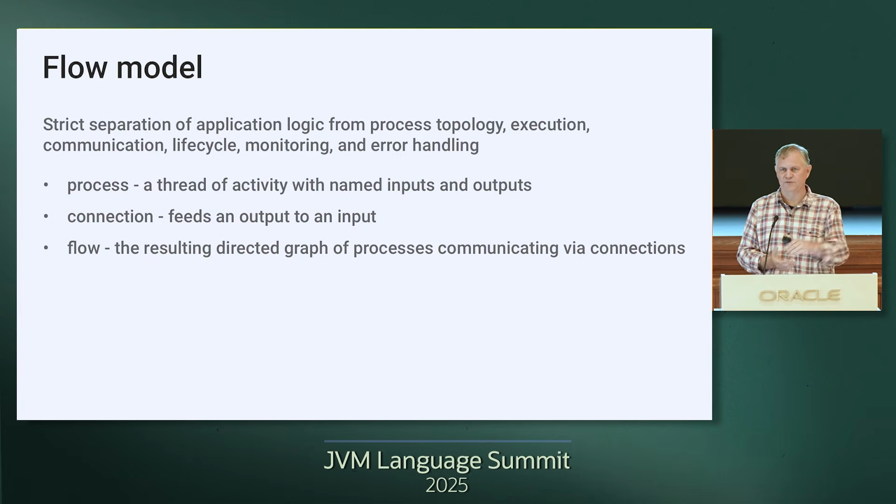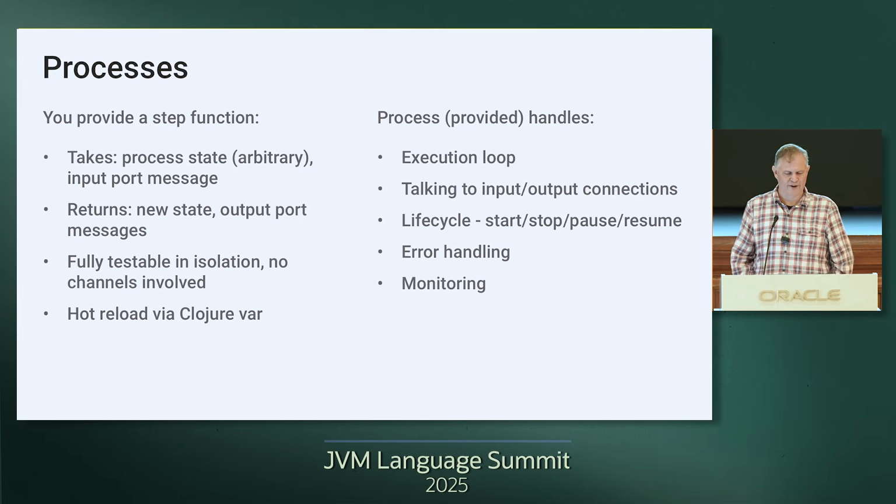The connection, which just feeds an output to an input, is going to obviously map to some kind of channel. It can actually be more complicated than that, how you connect the channels. And then a flow, which really is the resulting directed graph of processes communicating via connections. So that's the model. It's not particularly hard. It looks like your classic directed acyclic graph or whatever.